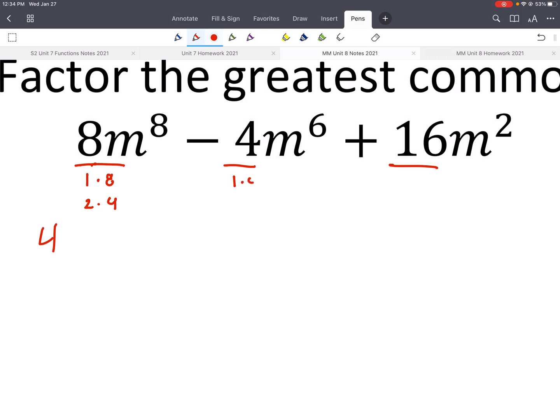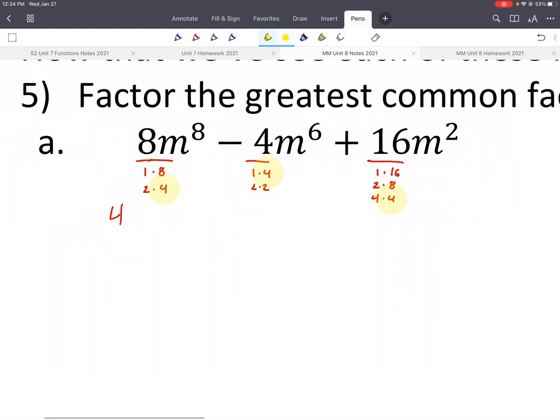Here you could do 1 and 4, or 2 and 2. And then for 16, you could do 1 and 16, 2 and 8. 3 doesn't go in, 4 times 4. And that's everything. So you could look at these and say, well, the highest here is a 4, and a 4. So our largest factor is 4.